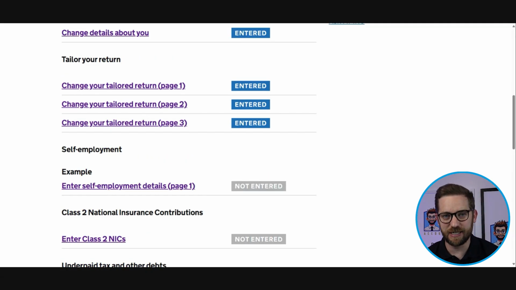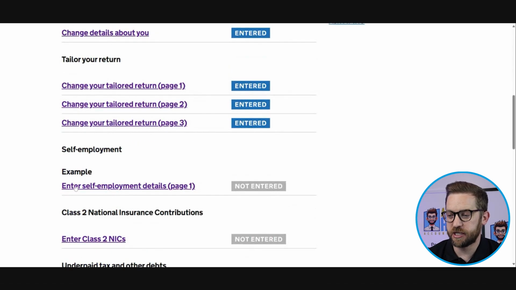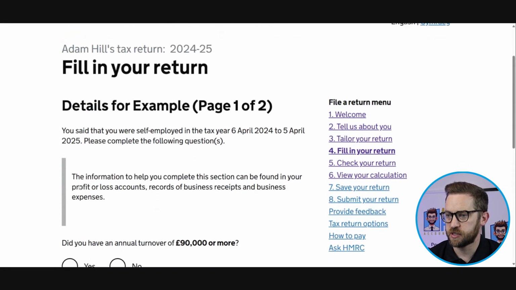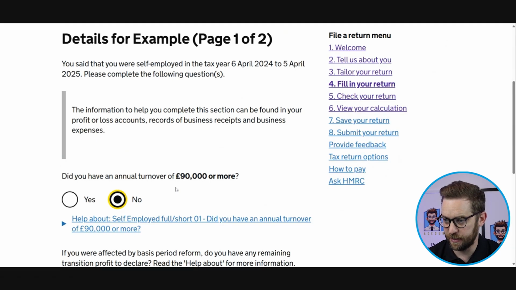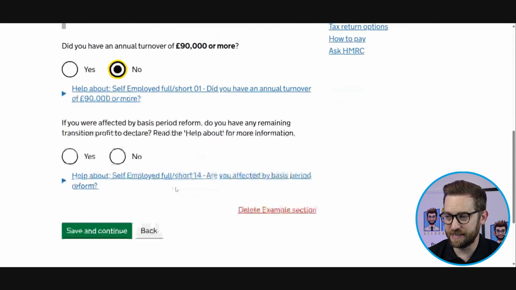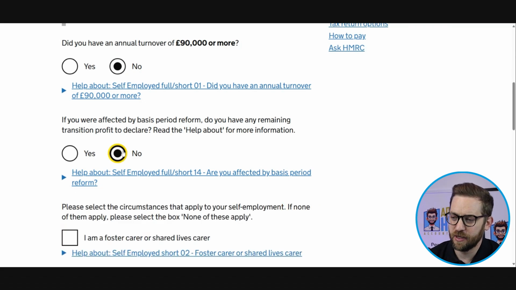Then to actually enter the numbers and provide the details of my self-employment, and then continue through the rest of the pages that need completing, I can just click on enter self-employment details here. If I scroll down, the first question is, did you have annual turnover of £90,000 or more? I'm going to say no. I'm going to provide very basic details here. Were you affected by basis period reform? Basis period reform was a way of aligning the amount of tax people pay or the period that people pay tax on with the tax year. So I'm going to say no.